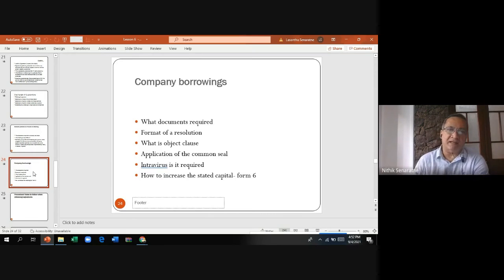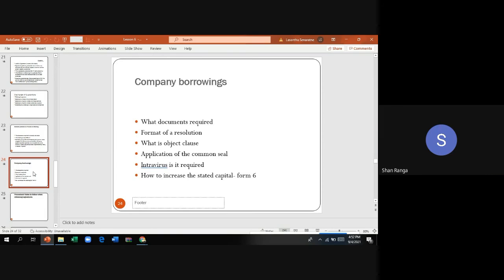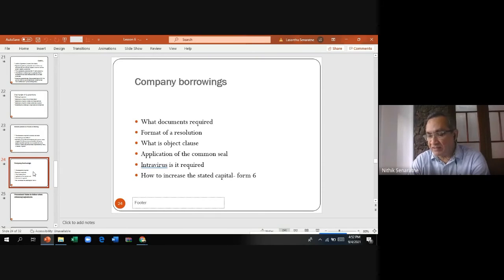Application of the common seal, you need to ensure that. Excuse me, sir. What if the company has exceeded their objectives? What are the measures we have to take, sir? So before you grant the facility, you have to ensure that they have not exceeded the objects. After that, you get hold of what the exceeded objects are, and you have to somehow push the company to settle the outstanding. That's the only way out.